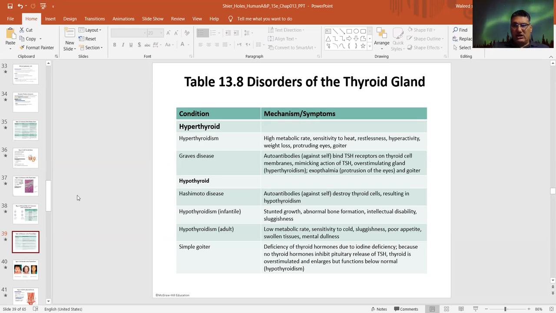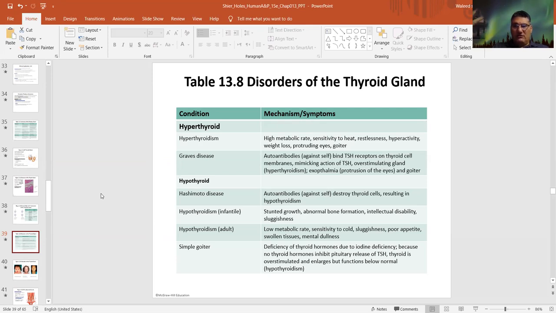Some abnormalities that can happen to the thyroid gland is, what if the thyroid gland is hyperfunctional, it's secreting too much, or hypofunctional, which is secreting less? If it is hyper, we call it hyperthyroidism. If it is hypo, we call it hypothyroidism. However, for hyper, there are two names for that.